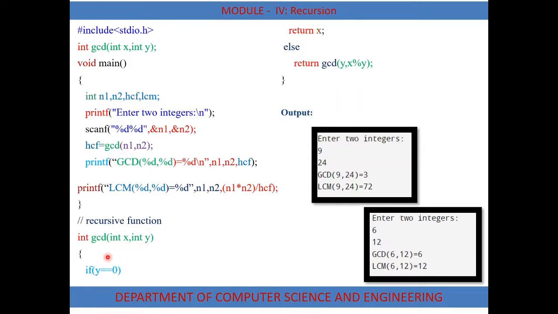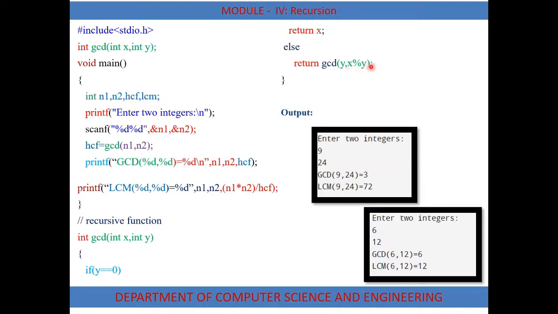Now check the condition. If y equal to 0, if this condition is true, then we execute that statement, or else execute the second statement, that is the else part. Now y is 12. Is 12 equal to 0? No, 12 is not equal to 0. So execute return GCD of y comma x mod y. What is y? Y is 12. X is 6. So 12 comma 6 mod 12. 6 mod 12 is 6. So here we get GCD of 12 comma 6.